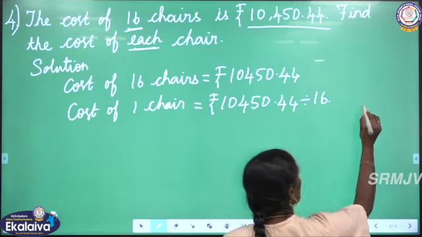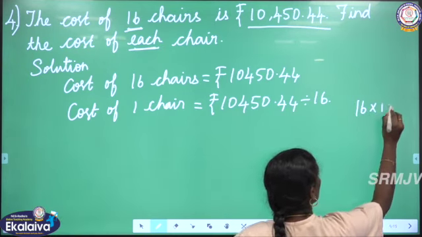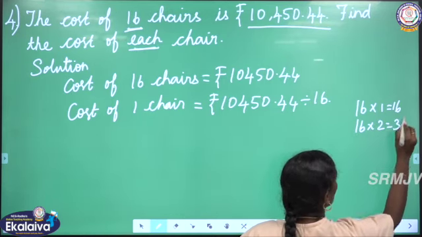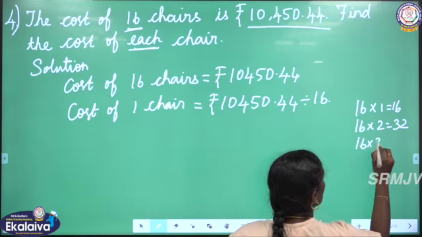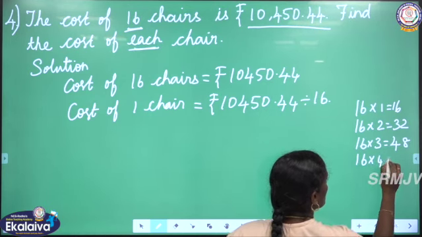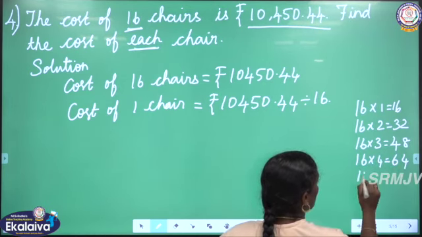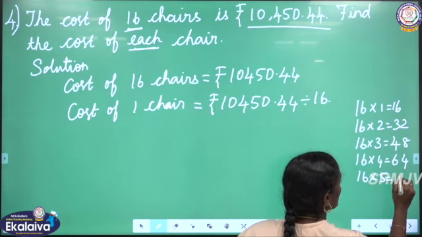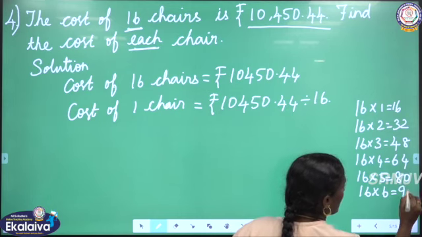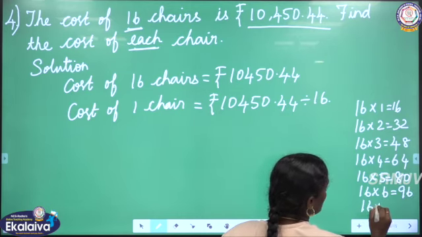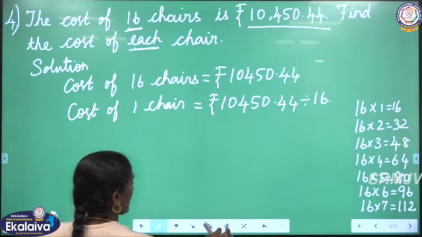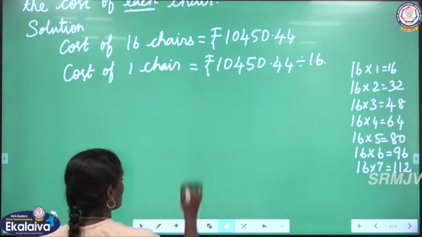So first I am going to write the table for 16. Okay, 16 ones are 16, 16 twos are 32, 16 threes are 48, 16 fours are 64, 16 fives are 80, 16 sixes are 96, 16 sevens are 112. Okay. Now we are going to divide the number.